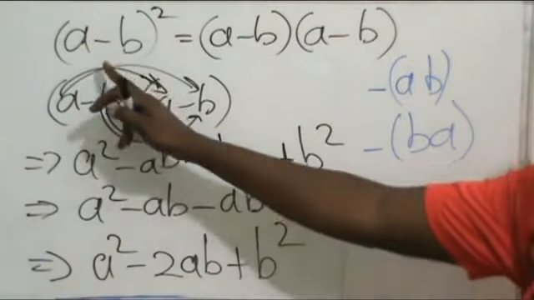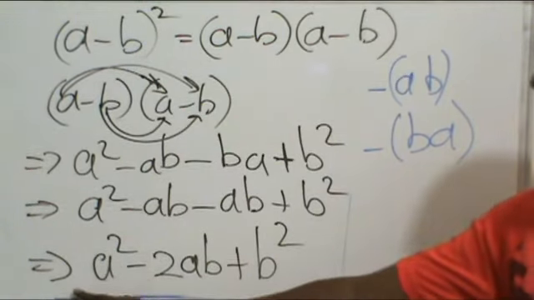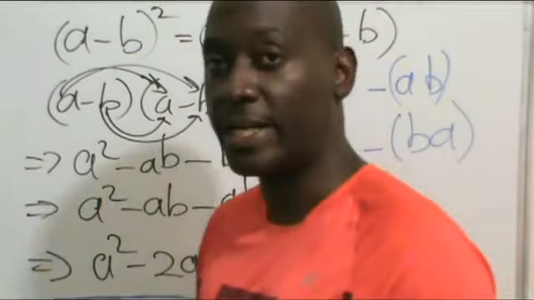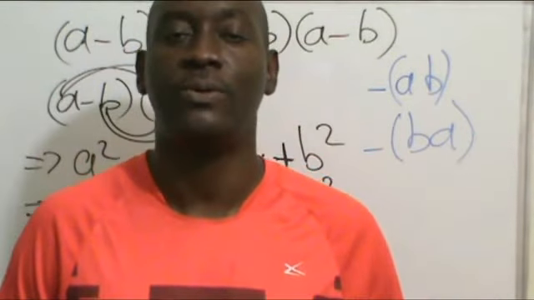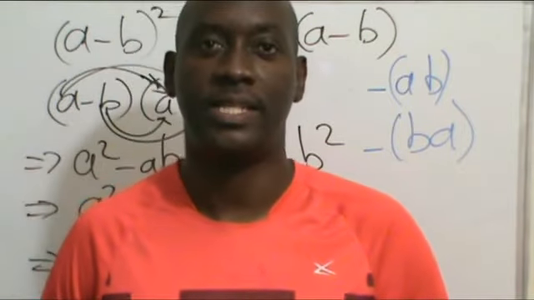So that A minus B squared, A minus B into A minus B, is equal to A squared minus 2AB plus B squared. So again, you have it on video. You can rewind if you need to. We're going to clear the board now and go through another special expansion.